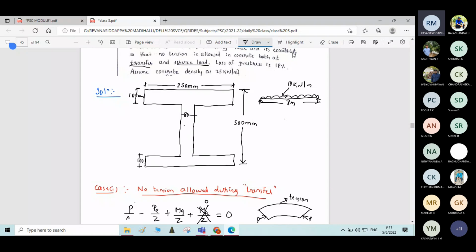Let me calculate the depth of the web. The overall depth is 500, with 100 mm thick flanges on either side. So 500 minus 100 minus 100 gives 300. 300 mm will be the depth of the web portion.